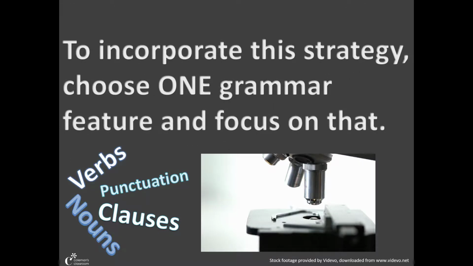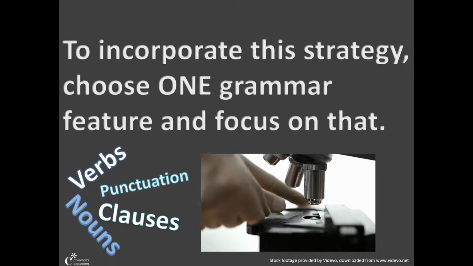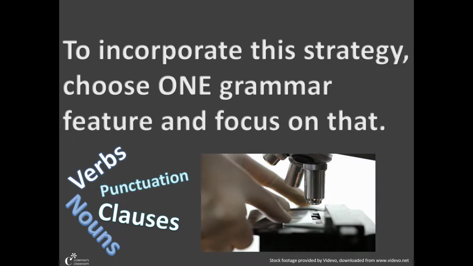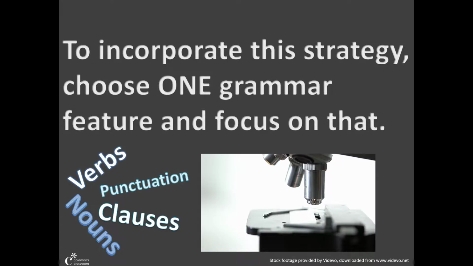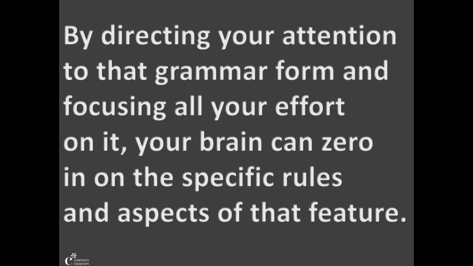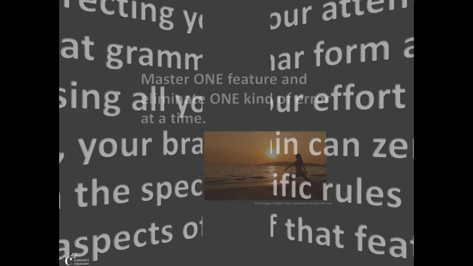One way to effectively use this strategy is to choose one specific grammar feature to focus on. It could be your verbs or maybe your nouns. Perhaps you want to focus on your clauses or punctuation. The key is to focus on one feature at a time. By directing your attention to the specific grammar feature and focusing all your effort on it, your brain can zero in on the specific rules and aspects of that feature, which will make your editing more specific.